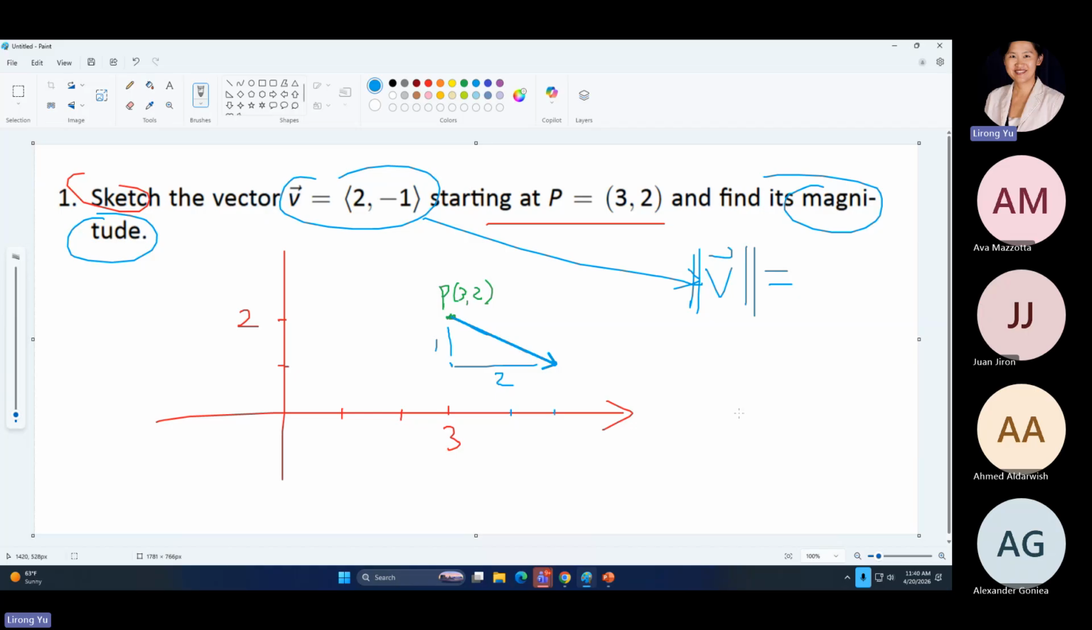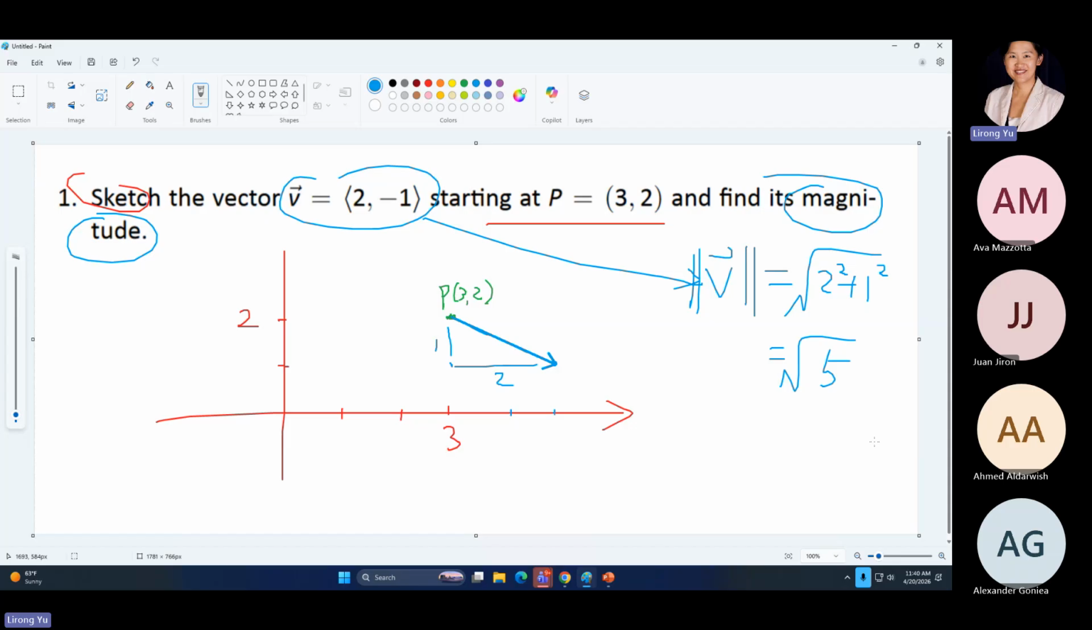The total distance or total length of the vector will follow the Pythagorean theorem, right? So you do 2 square plus 1 square, add it together and take the square root. So this answer is the square root of 2 square plus 1 square. Basically, 2 square plus 1 square equals the magnitude square. So that's why the magnitude is square root of 5. So this ended the first question.